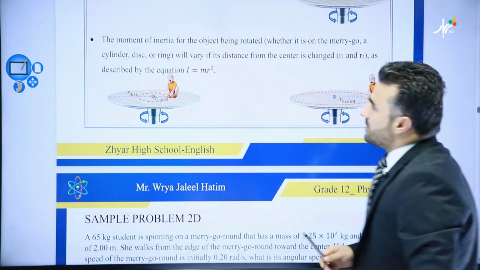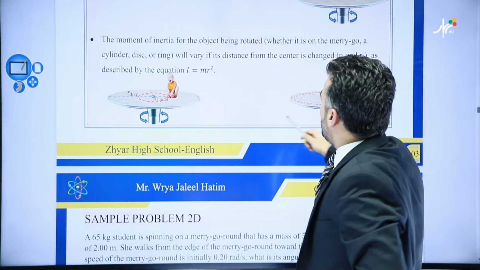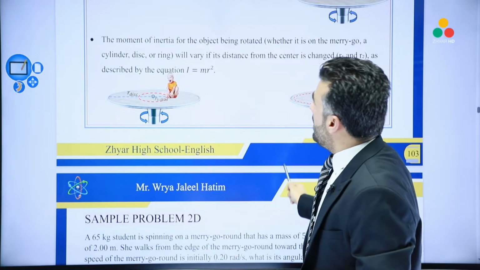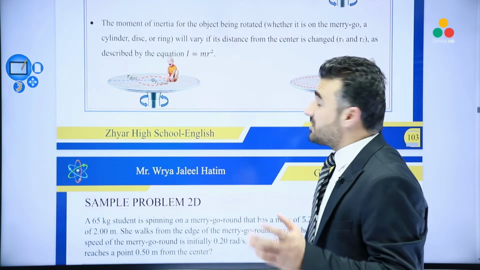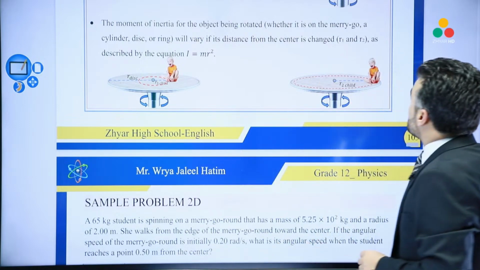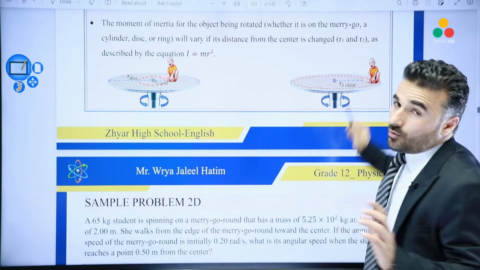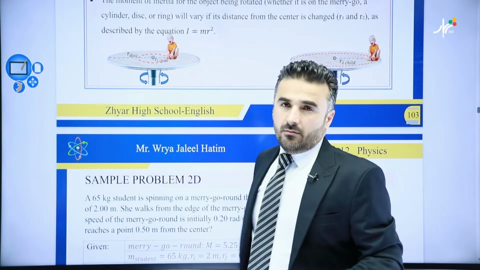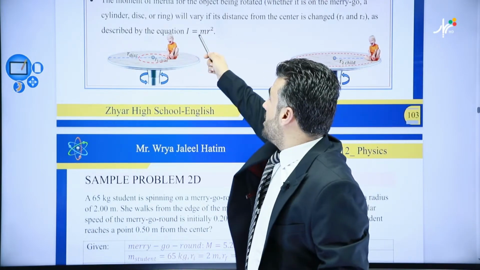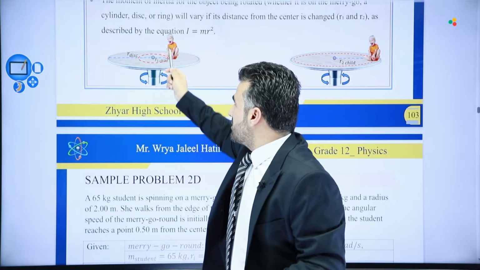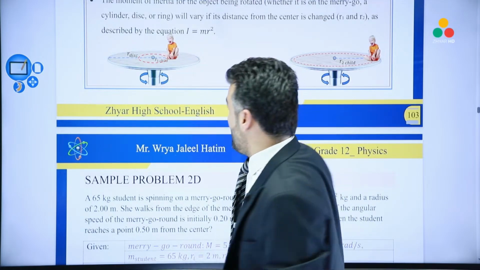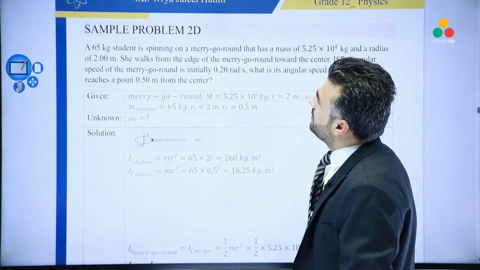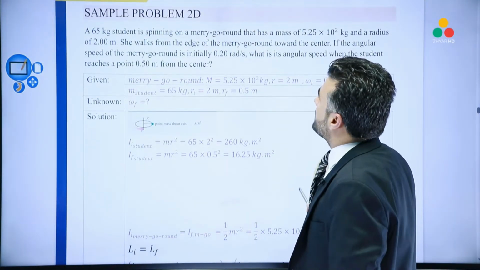Excellent. So the moment of inertia for an object being rotated, whether on the merry-go-round, cylinder, disc, or a ring, will vary if its distance from the center of rotation is changed. So we will have different r's, radius 1 and radius 2, as described by the equation m multiplied by r squared. Why are we using mass times the radius squared? Because we consider this person, for example, to be a point mass, or a thin hoop, yeah? Okay. Was it a hoop? Yes, I think it was.